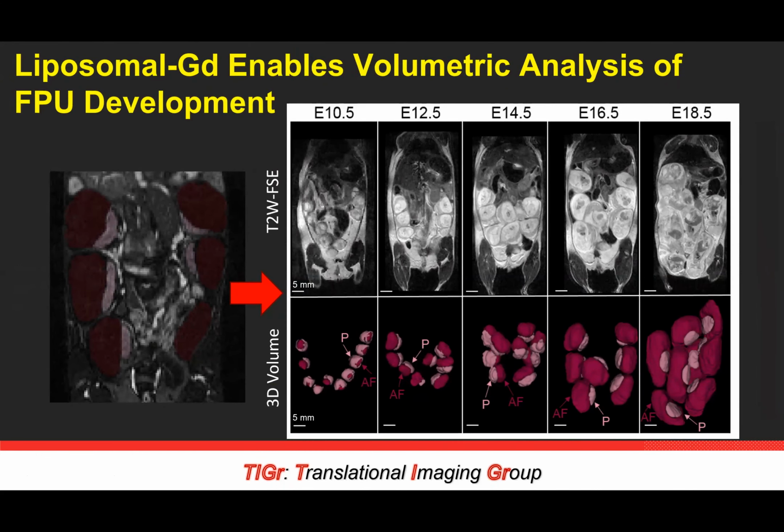This automated segmentation is very useful, as we can actually get segmentations for the FPU, for volumes for the fetal compartment, and for the placenta, as you can see here at all 5 different gestational ages. And you can just take a moment to appreciate how much growth there is, particularly in the fetal compartment, as gestation progresses from day 10 to day 18 in these images.